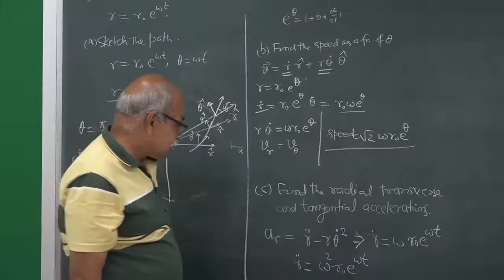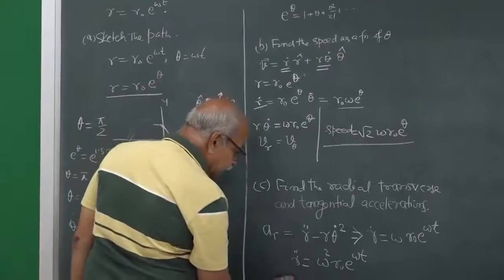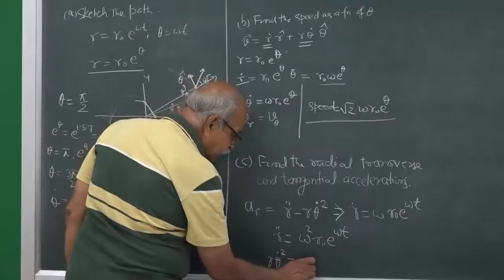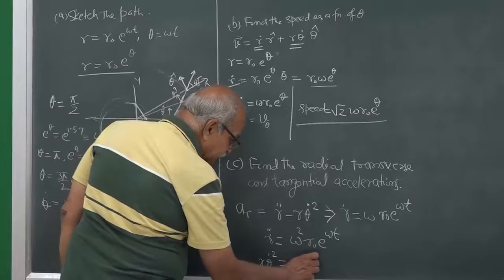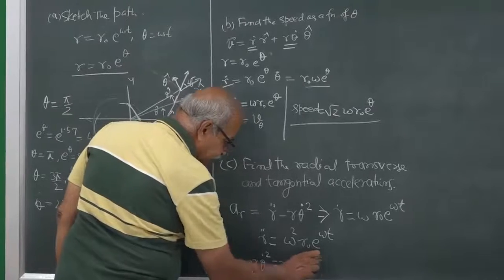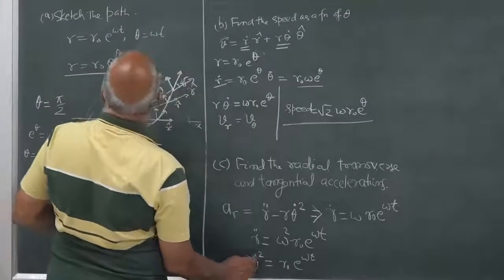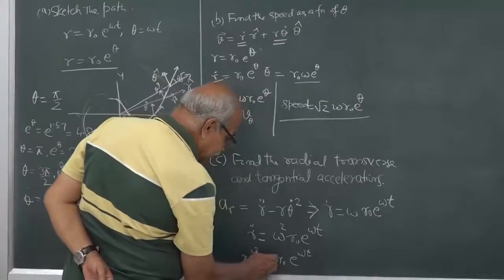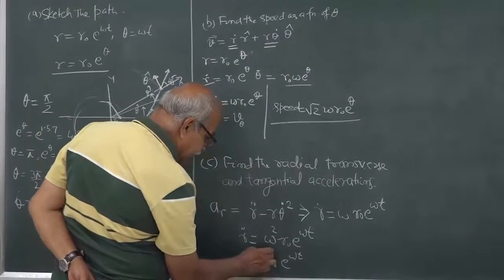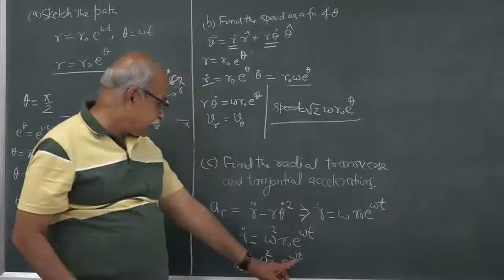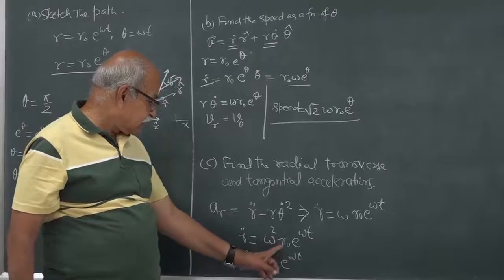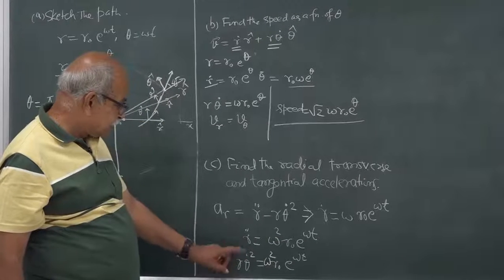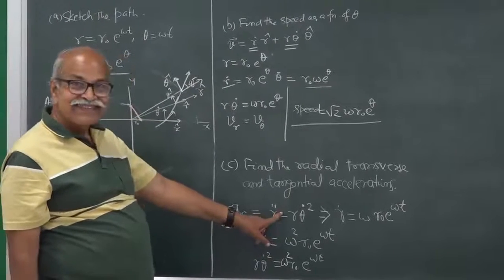And what is r theta dot square? R theta dot square means r naught into e to the power omega t, that is r. Theta dot is omega, so theta dot square is omega square. So, omega square r naught e to the power omega t. Again you see omega square r naught e power omega t. So, what is this? This is 0.